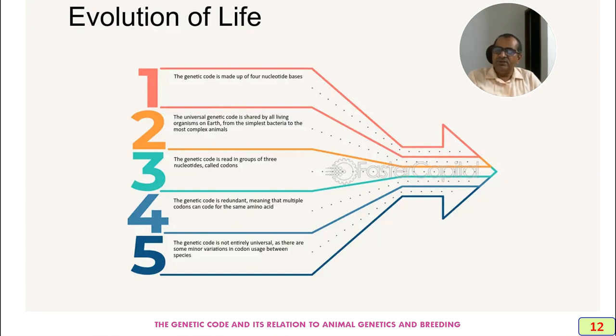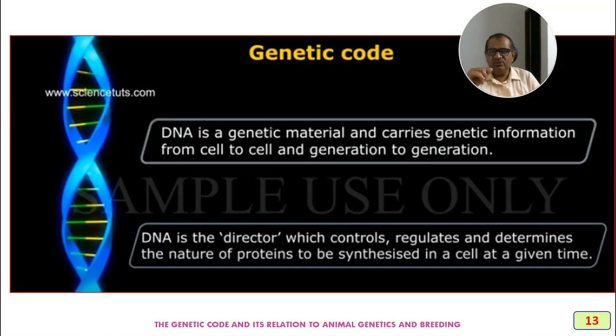And the fifth one is that the genetic code is not entirely universal. We say that it is entirely universal, but there are some minor variations in codon usage between species. So the genetic code has a direct relation to animal genetics and breed. So what is the genetic code?